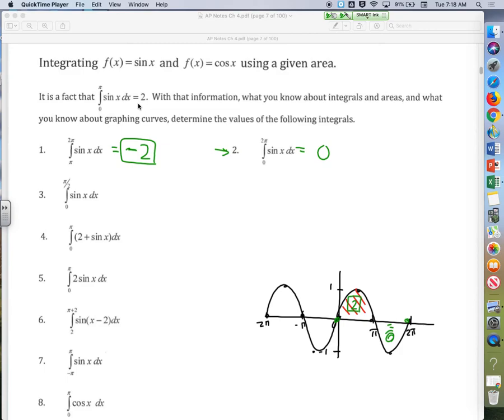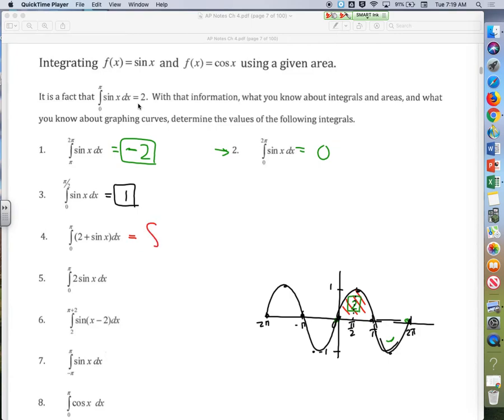Gives you an area of 0. And then they start getting a little fancy here and dividing this thing up. So if we go from 0 to pi over 2, here's pi over 2. Instead of having an area of 2, you have an area of 1 because you have all that symmetry going on with that one.